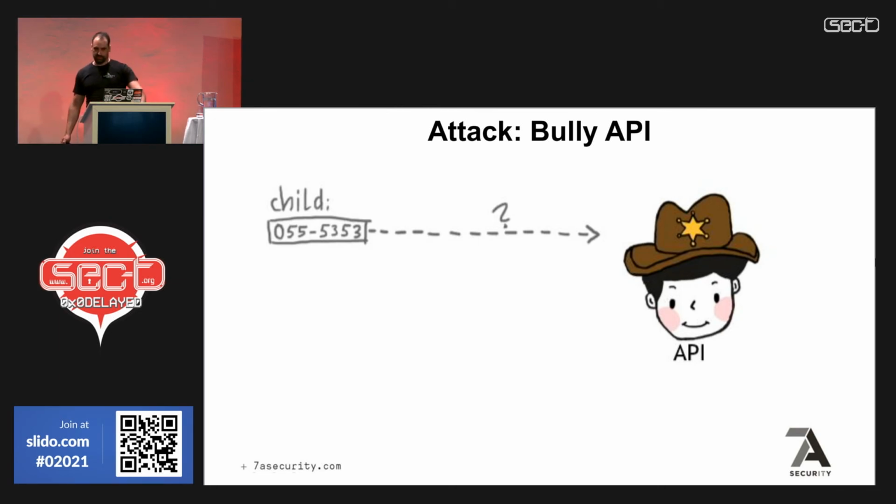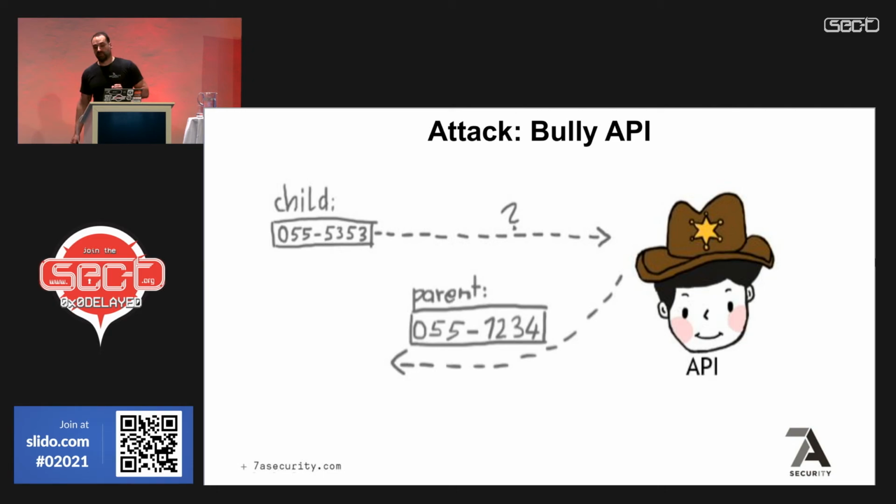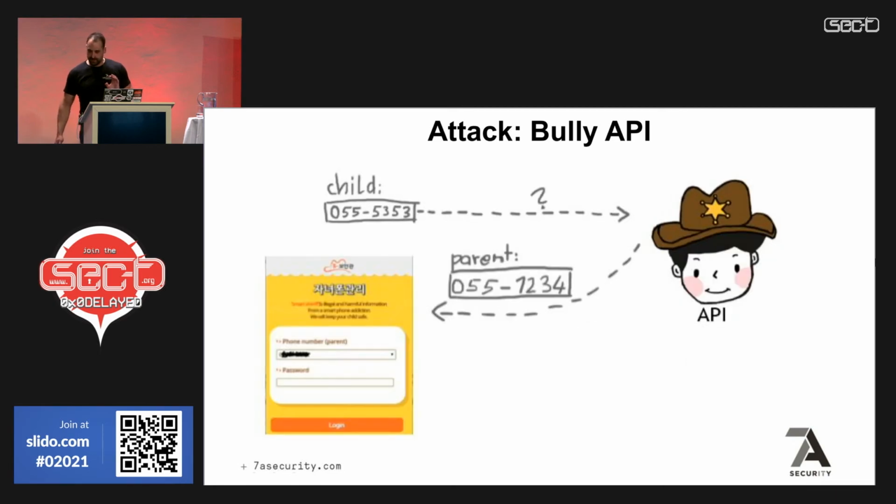What can you do? You ask the Smart Sheriff API, this Korean application that I was talking about before, and it tells you, okay, for that phone number, this is the parent phone number. So now you can already do some damage as a bully kid, like call the parent for pranking purposes or whatever. But you need the parent's password as well, right? Because the parent phone number is cool, but to log in, you also need the parent password.